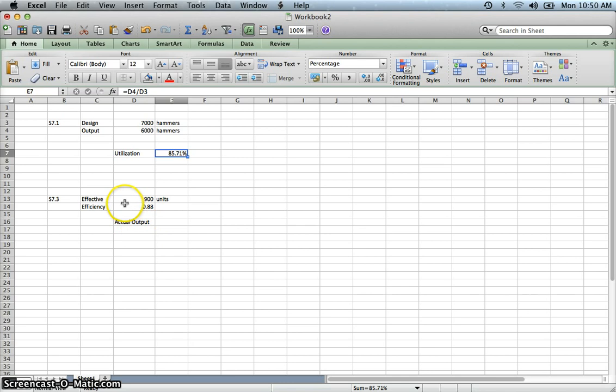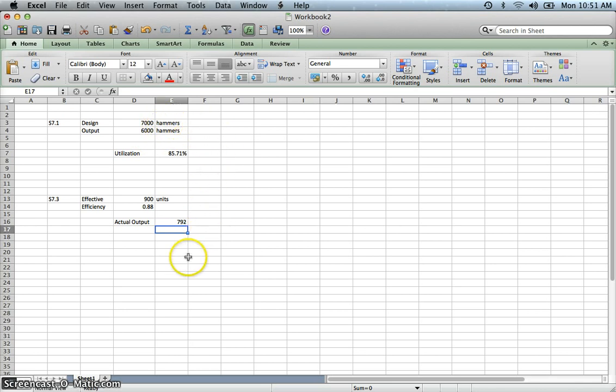Normally we would take the actual output and divide it by the effective capacity. In this case, we want to work in reverse and figure out what the actual output is. If we take our effective capacity and multiply it by our efficiency rating, in decimal format, 88%, we wind up with 792 as our actual output. We could have done the same thing here if we had the utilization measurement. We could have multiplied it by the output, and that would have given us our design capacity.